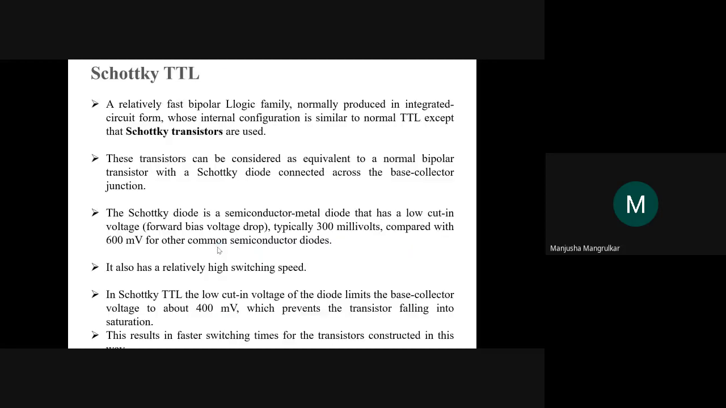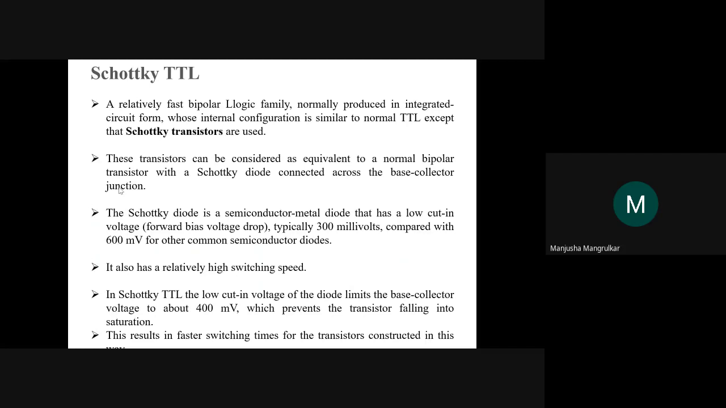Now the next is the Schottky TTL. This is a relatively fast bipolar logic family. Normally produced in integrated circuit form, whose internal configuration is similar to the normal TTL, except that Schottky transistors are used. Now, what is a Schottky transistor? A Schottky transistor can be considered equivalent to the normal BJT transistor with a Schottky diode connected across the base and collector junction. The rest is the same. It is the same as the TTL, but it uses the Schottky transistor.